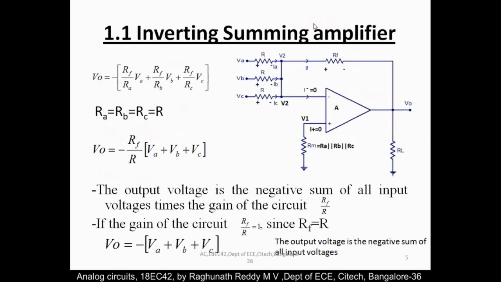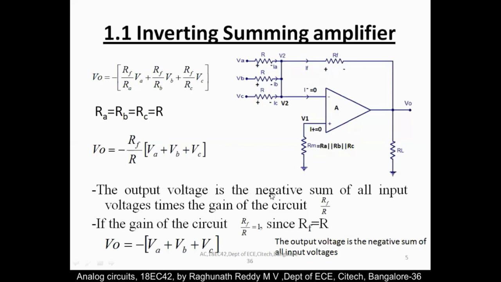Next, inverting summing amplifier. V0 equals minus (RF by RA into VA plus RF by RB into VB plus RF by RC into VC), that we derived in the previous circuit. Now I will equate RA, RB, RC to the same value R and substitute that value here, so that each scaling factor for the input voltages is the same: RF by R, RF by R, RF by R. It is common, so minus RF by R into (VA plus VB plus VC).